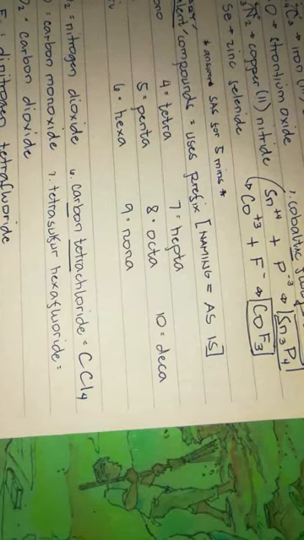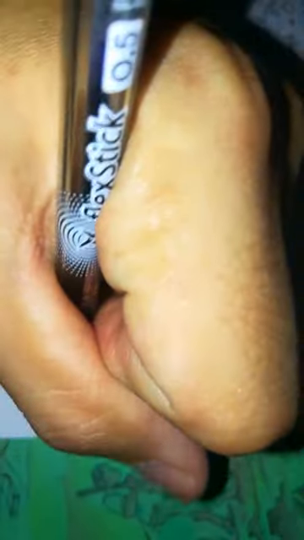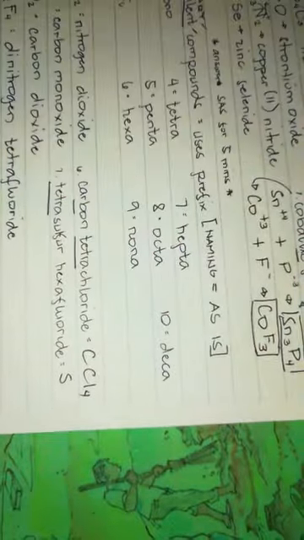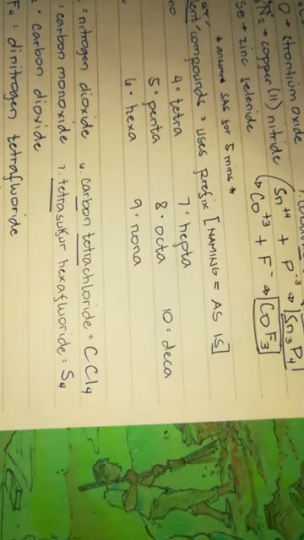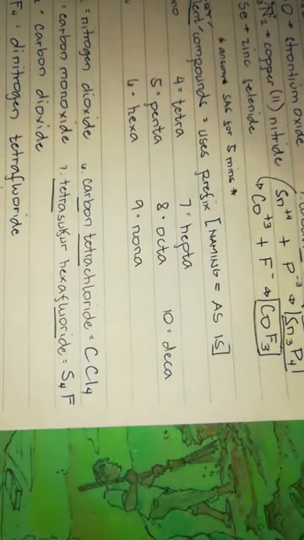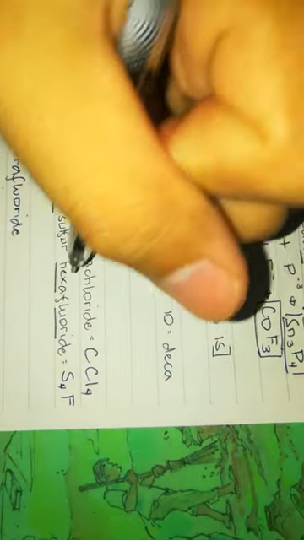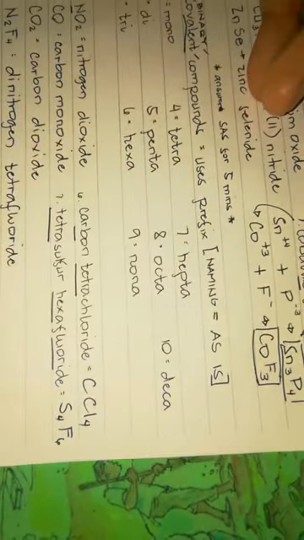Next, tetrasulfur, maglagay ka ng S, at sabi niya ay tetra, ibig sabihin ay 4. Tapos, maglagay ng fluoride, that is F, di ba? Tapos, sabi niya hexa, ibig sabihin 6, kaya S4F6.